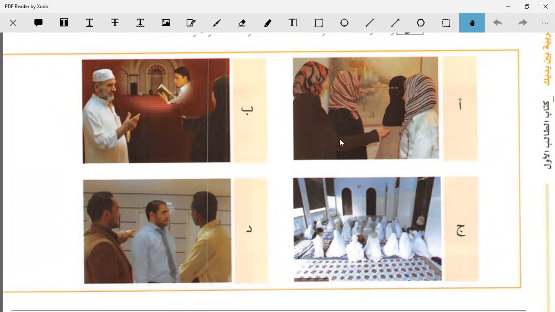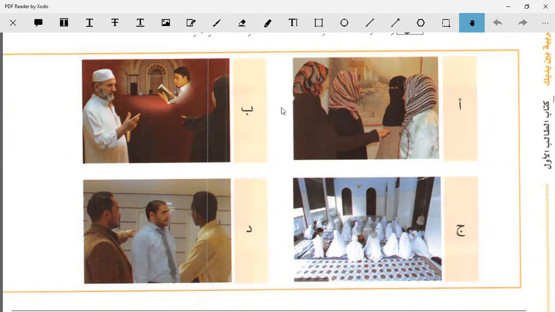First student asked, Man haza. Second one, Haza ammi Adil, huwa mudarris. Let me repeat again. Man haza, haza ammi Adil, huwa mudarris. So you will put wahid on the one which is the correct one.